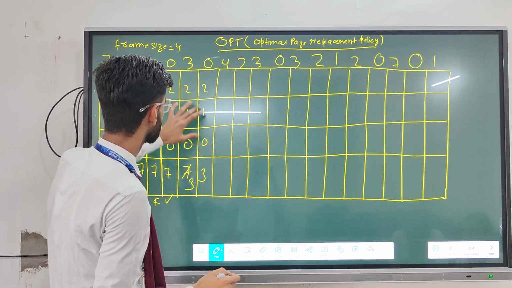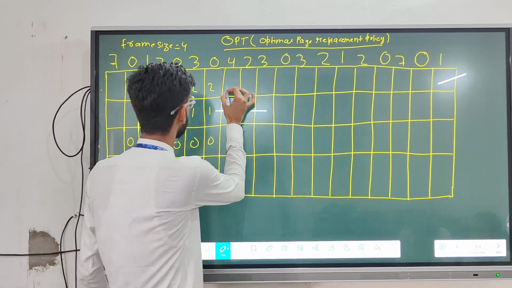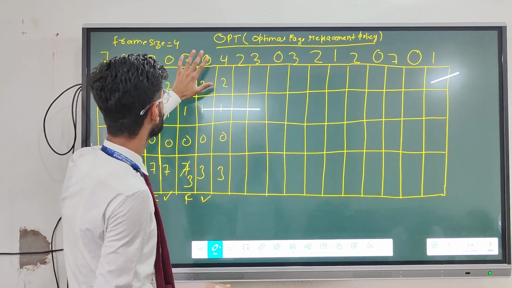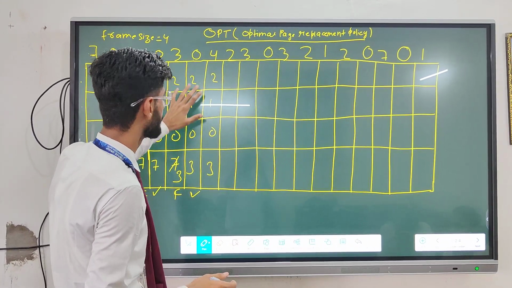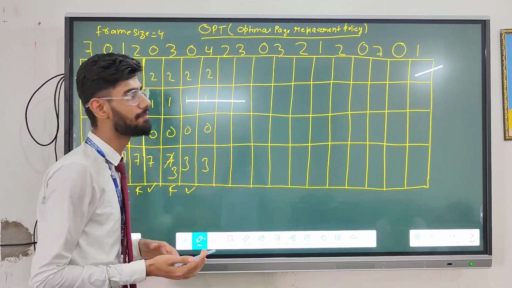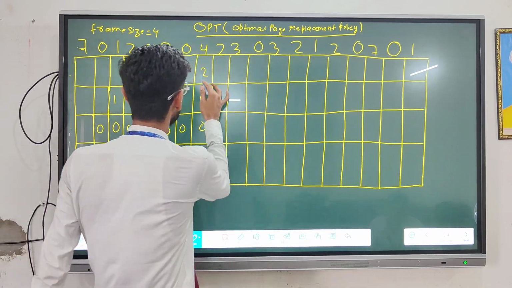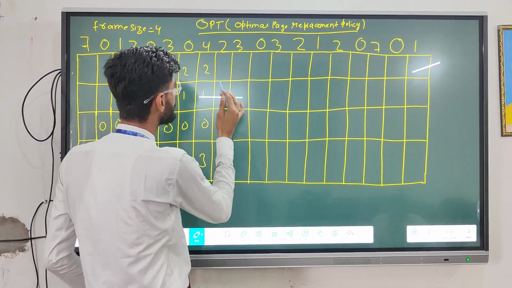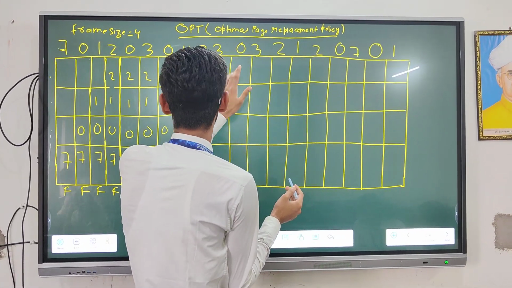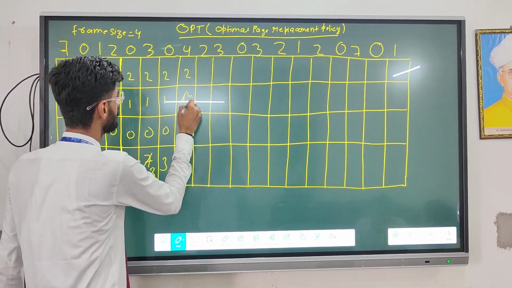Now 0 is present in this memory, so no page fault occurs. Similarly, in the next we have to call 4 from the reference string, but there is no 4 present in the memory, so we use the optimal page replacement policy. We see further 2 1 0 3. 2 is present near this box, 0 is also present, then 3, and at last comes 1. So we replace 1 with 4.